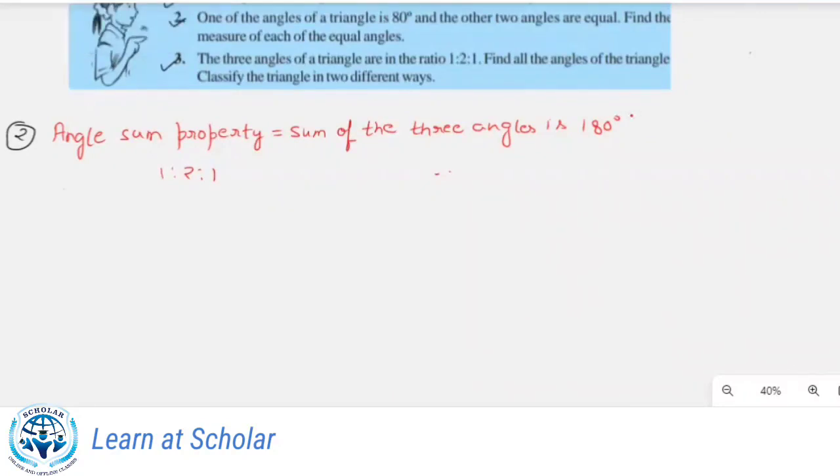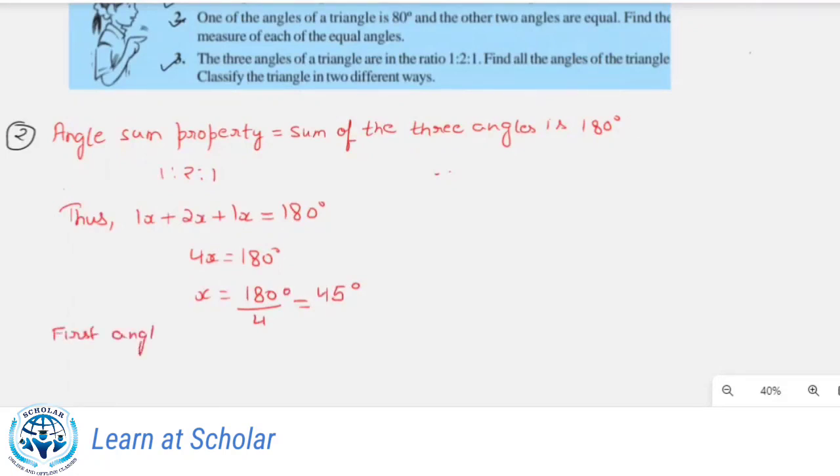That means two angles are equal. The sum is equal to 180 degree. So 4x is equal to 180 degree. The value of x will be 45 degree. First angle 1x is equal to 45 degree. 2x is equal to 2 into 45 is equal to 90 degree. Third angle 1x will again be equal to 45 degree.